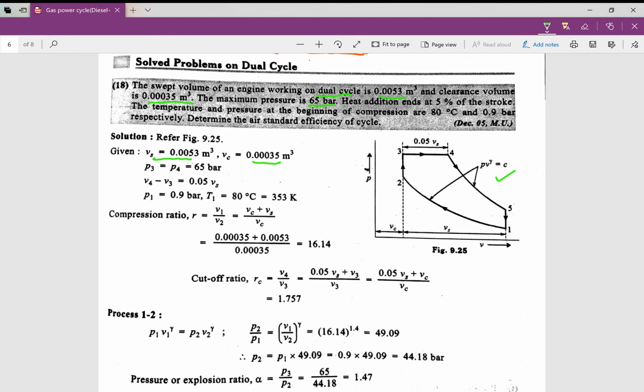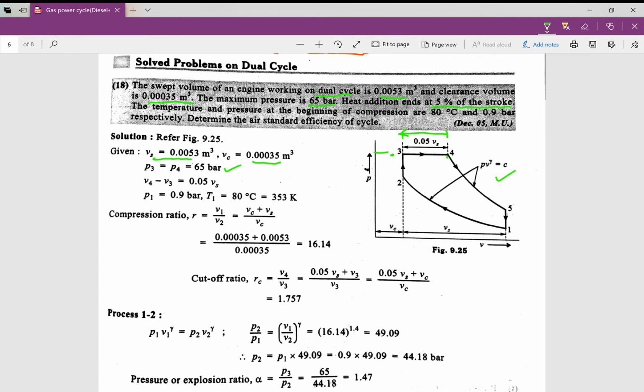So P3 is equal to P4 on the PV diagram. P3 is equal to P4, this is your 65 bar. Now, very important students, heat addition ends at 5% of the stroke. This value is given to you, so it is written as 0.05 of stroke volume.